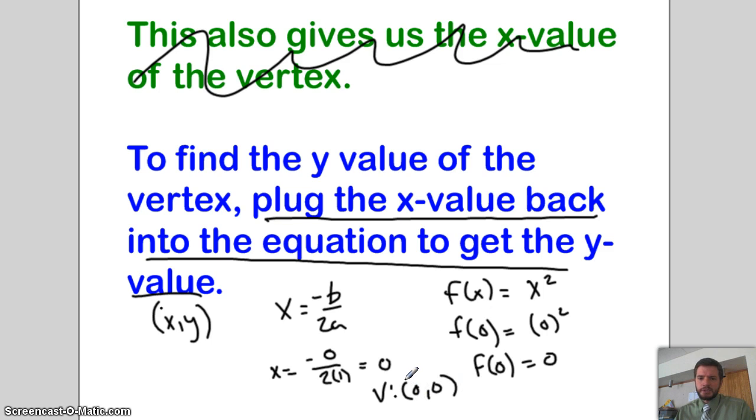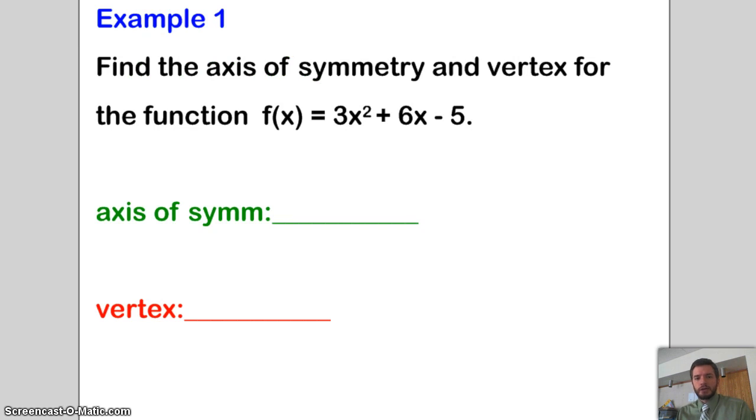And again, we'll do a lot more examples. I just wanted to kind of give you a brief overview of what we're going to do. So let's go ahead and get into an example here. So again, I'm going to start by identifying what my a, b, and c are. Here a is 3, b is 6, and c is negative 5. Now be careful, because whatever sign is in front of it, that's the one you're going to use. So we're going to start first with the axis of symmetry. So again, remember x equals negative b over 2a.